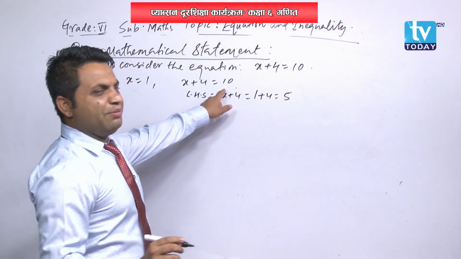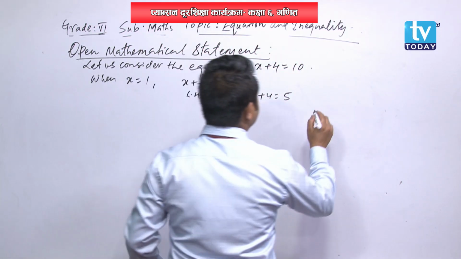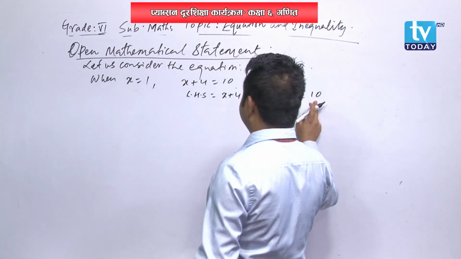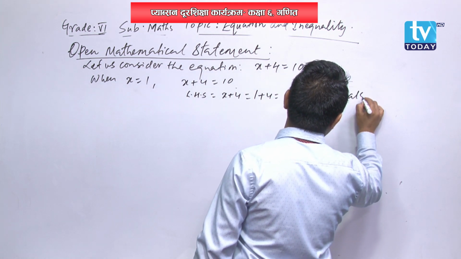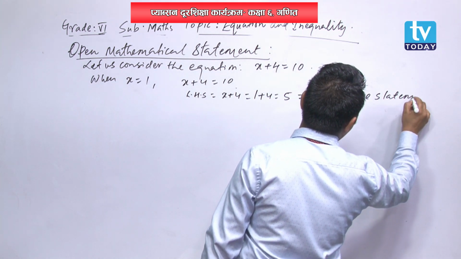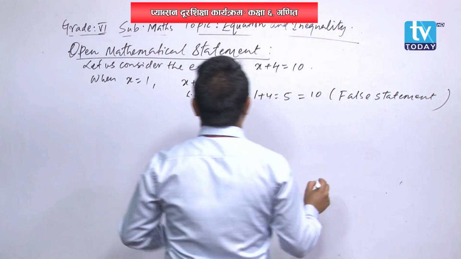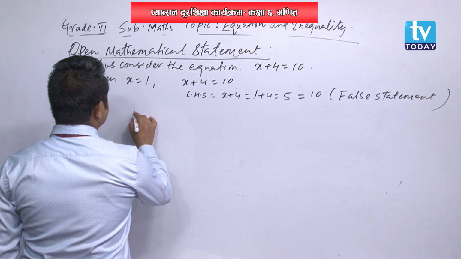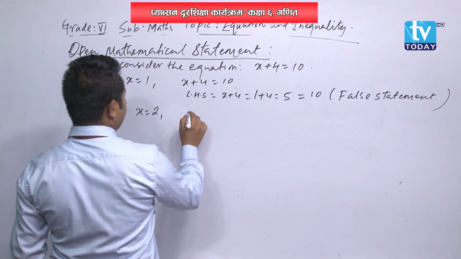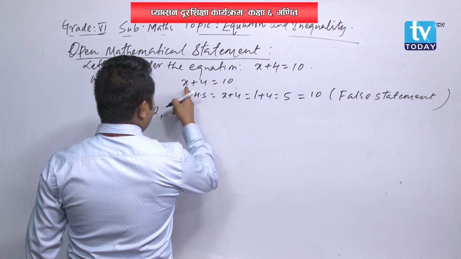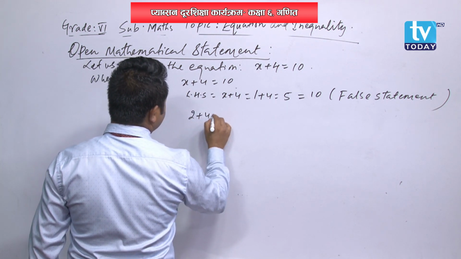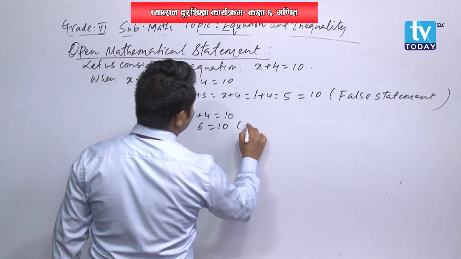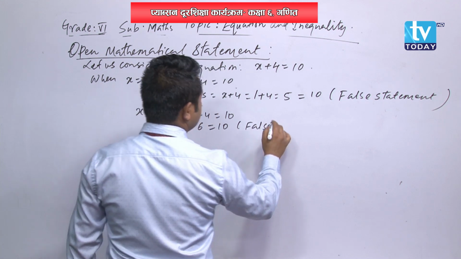But we have 10 on the right hand side. So this is a false statement. Similarly, when x equals 2, you can replace x by 2. 2 plus 4 equals 10, then 6 equals 10. This is also a false statement.